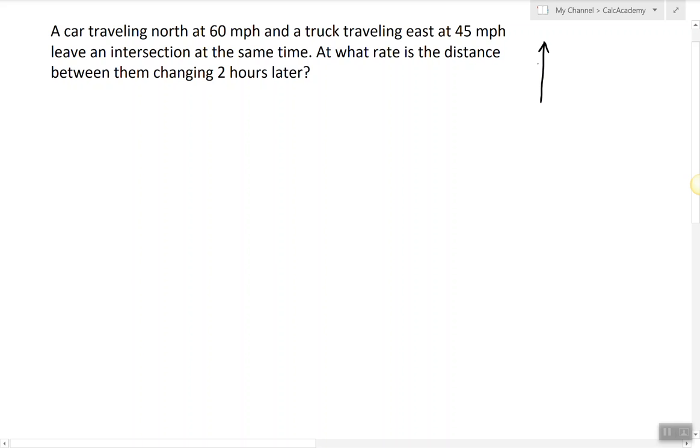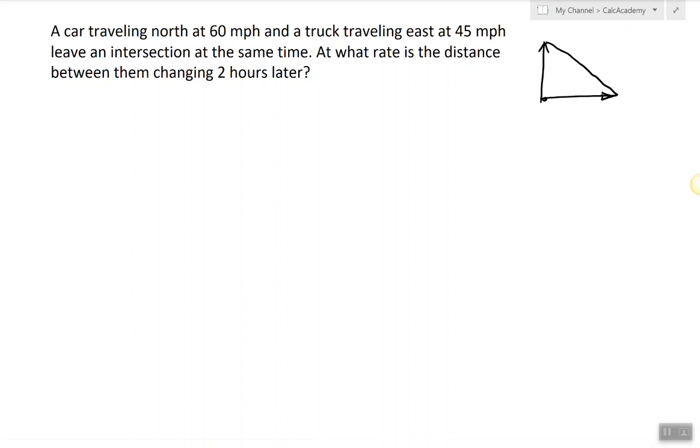A truck is traveling north. Sorry, a car is traveling north, a truck is traveling east, and as time goes by, the distance between them is increasing. So the question is, at what rate is the distance between them changing 2 hours later? In order for us to answer this question, we have to first understand the rate of change of what we are trying to find.